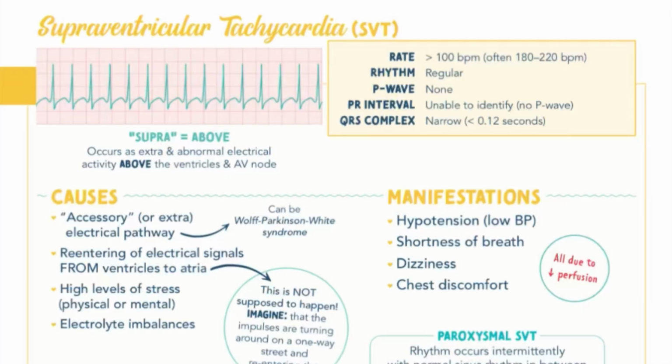Usually this does not happen, because the signal starts at the SA node in the atria, then goes to the AV node, then the bundle of His and Purkinje fibers.